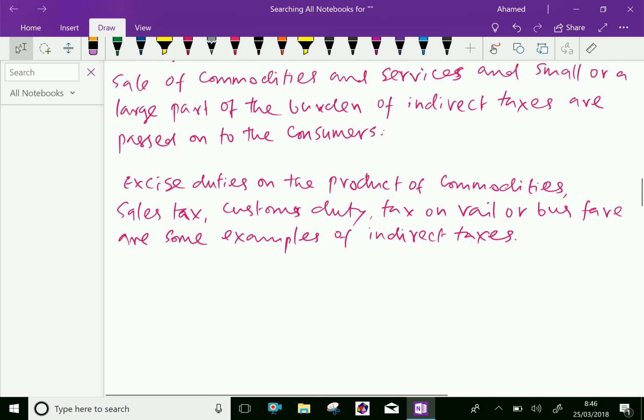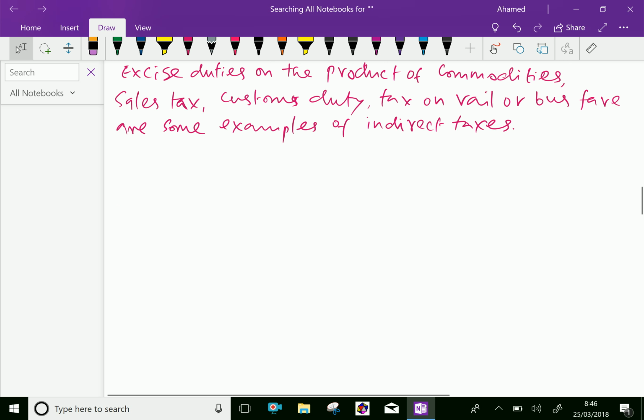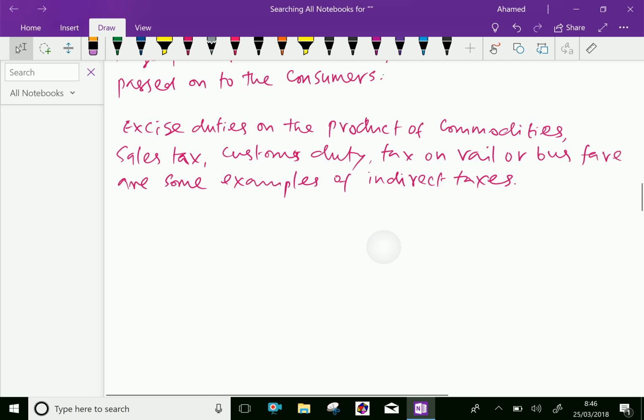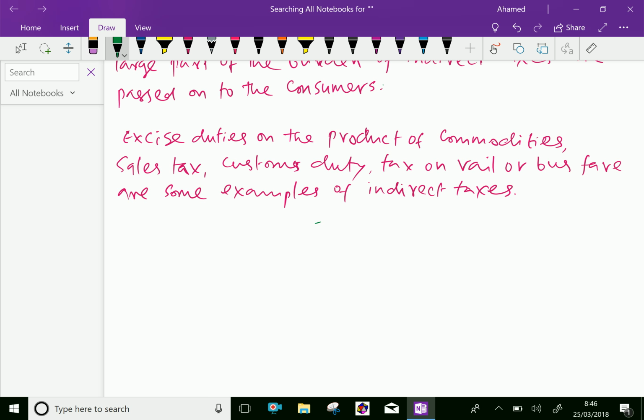Excise duty on the production of commodities, sales tax, customs duty, and tax on rail or bus fares are some examples of indirect taxes. Now, we'll do some example problems in further coming videos to understand these indirect taxes clearly.